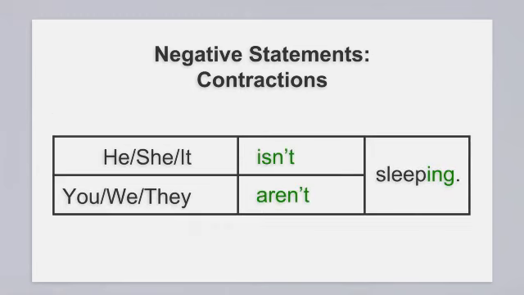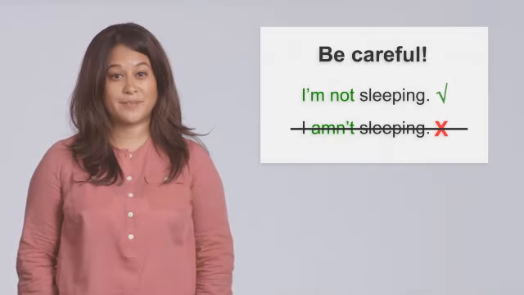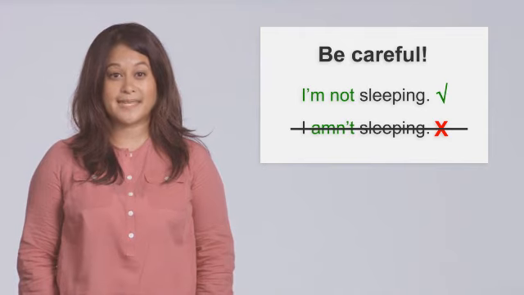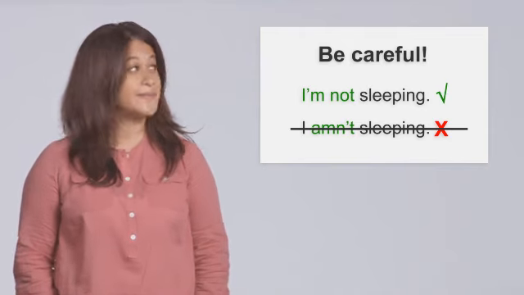We can also contract is not as isn't and are not as aren't. For example, we can say, he isn't sleeping, or you aren't sleeping. But be careful. You can contract I am to make I'm, but you can't contract am and not. I'm not sleeping. Not.